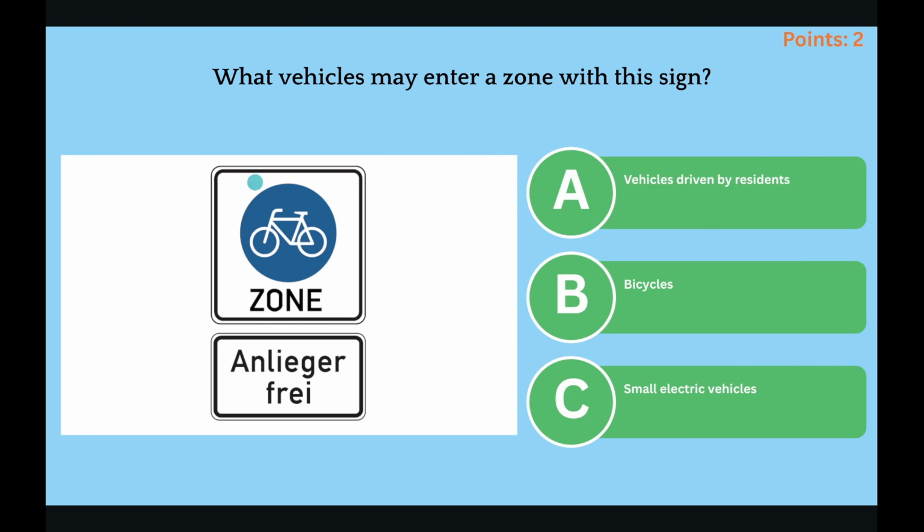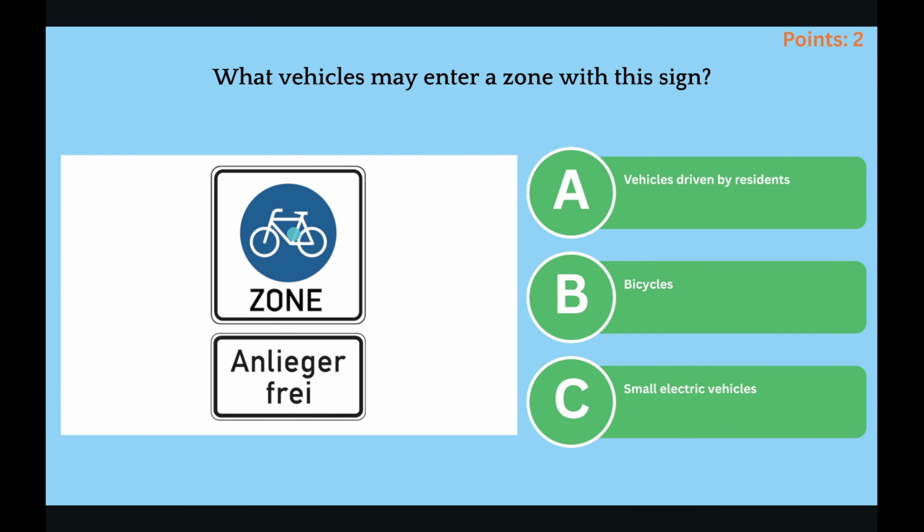We have a sign with a bicycle zone written on it, and also another additional sign. The additional sign tells us that all the residents are allowed to enter this zone with their car on one condition: they may not exceed 30 kilometers per hour. Also, they are allowed to drive side by side with bicycles.